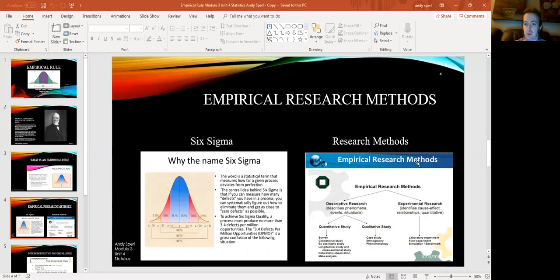And these are the different empirical research methods you will come across. The empirical research method first starts with the descriptive research method, which describes the phenomenon, the events, and the situation, which you get through quantitative study, which is through survey, correlational studies, and meta-analysis, all of these here. And that goes down to qualitative study, which is your case study, your ethnography, and your phenomenology. And then it goes down to your experimental research, which identifies a cause-effect relationship, and what that comes from is laboratory experiments, field experiments, and simulation benchmarks.